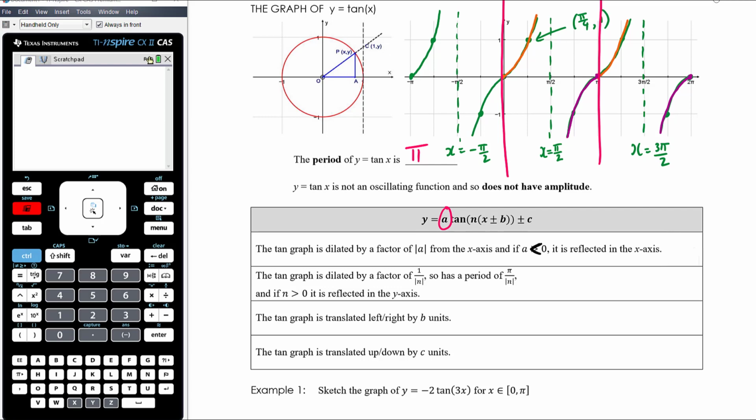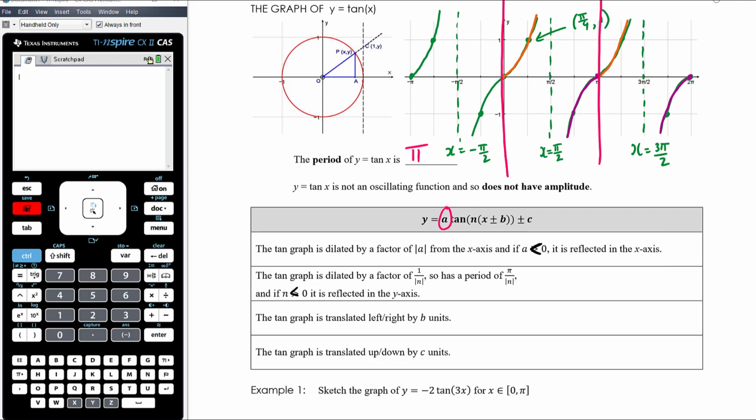Okay, so sine and cos, the original period is 2 pi, you dilate by 1 over n from the y-axis, the period becomes 2 pi over n. The tan graph, the original period is pi, you dilate that by 1 over n from the y-axis, the period becomes pi over n. Okay, so it's important that you're clear about the distinction.